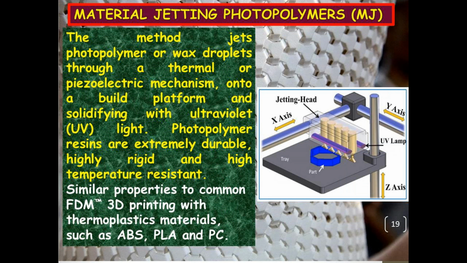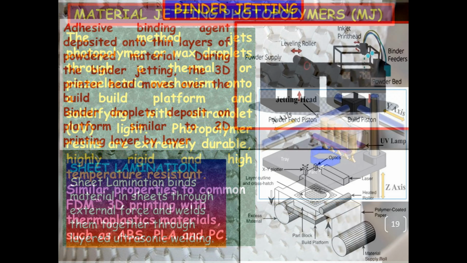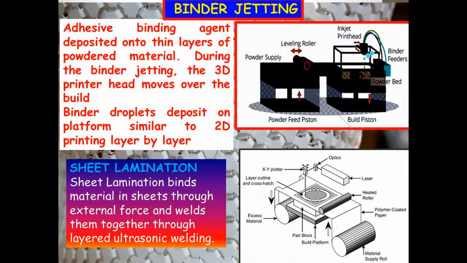Material jetting photopolymers (MJ). The method jets photopolymers or wax droplets through a thermal or piezoelectric mechanism onto a build platform and solidifies them with ultraviolet light. Photopolymer resins are extremely durable, highly rigid and high temperature resistant. Properties are similar to common FDM 3D printing with thermoplastic materials such as ABS, PLA and PC.